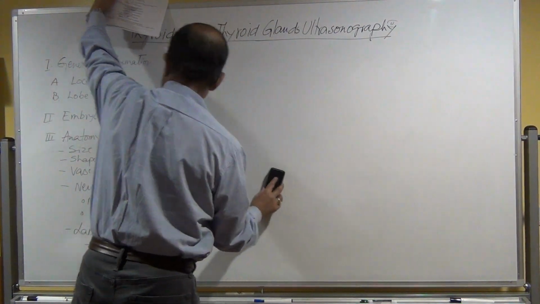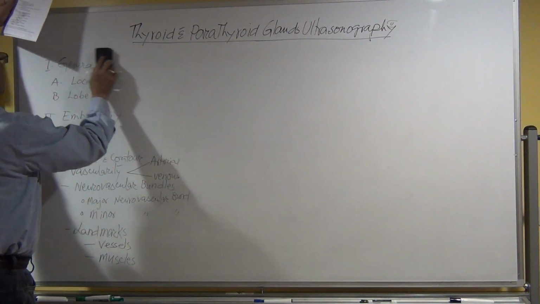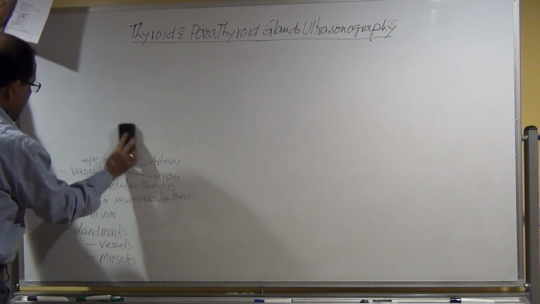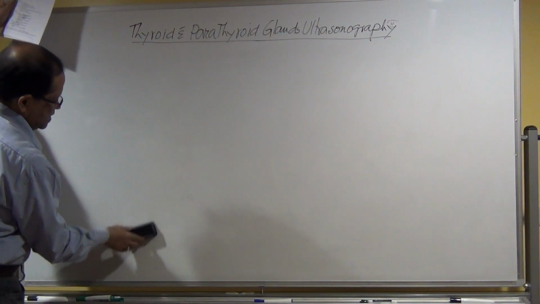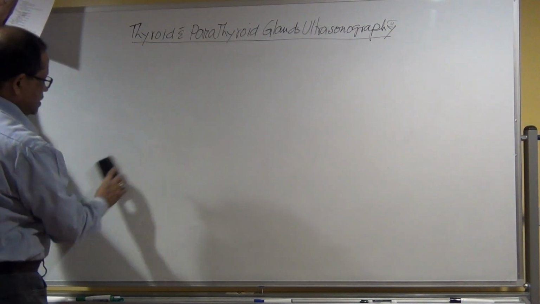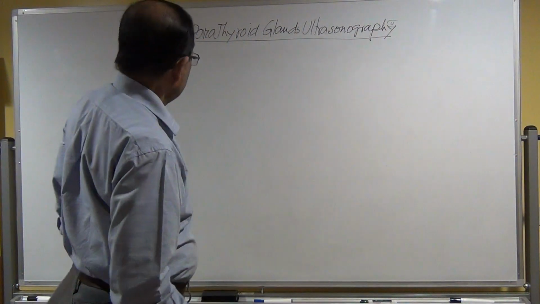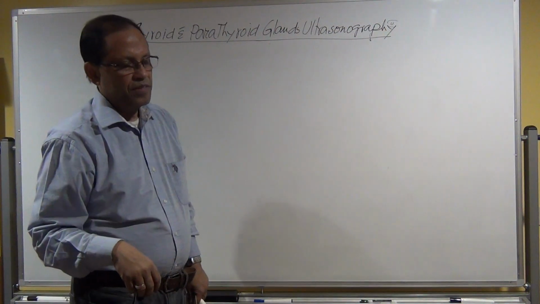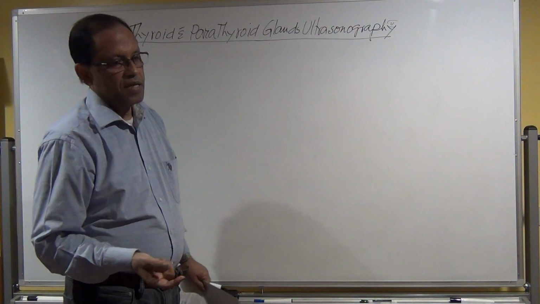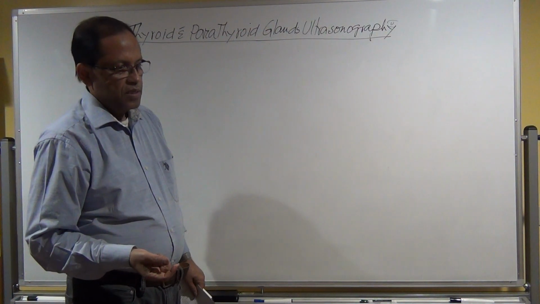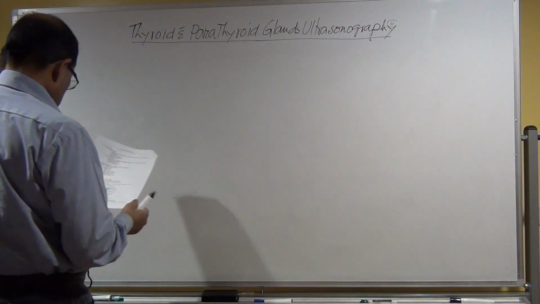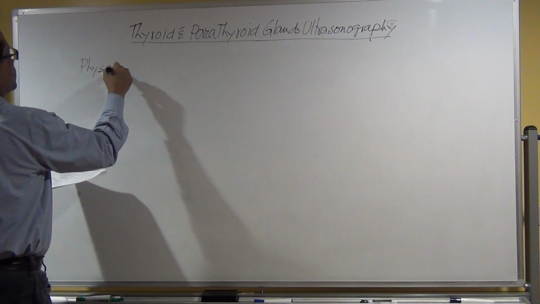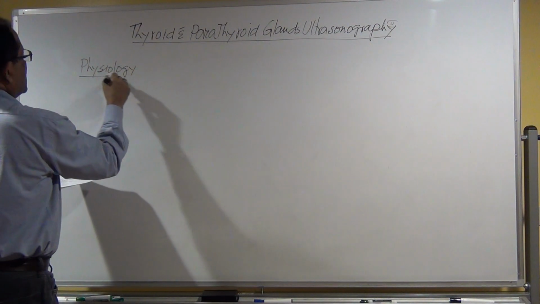Physiology means function. What does the thyroid gland do? How does it do that? Functions. Because it has some industry. Industry of what? Industry of getting the raw materials, synthesis of the hormones, release of the hormones and storage of the hormones. So we will talk about the physiology now. Physiology of the thyroid gland.